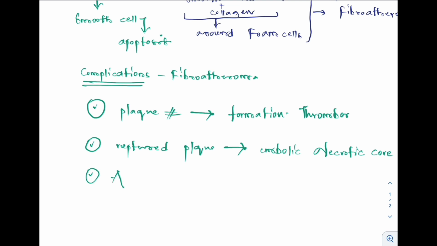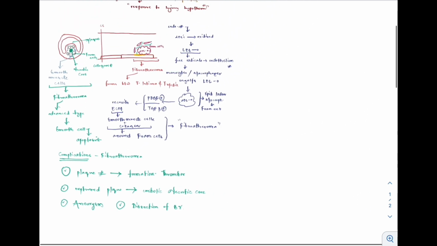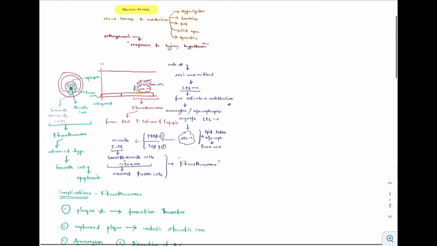Next, it will also permanently damage the blood vessel, which leads to abnormal dilatation of the blood vessel. That is aneurysm. One more complication is dissection of that blood vessel, with dissection between the tunica intima and tunica media. So this is atherosclerosis.